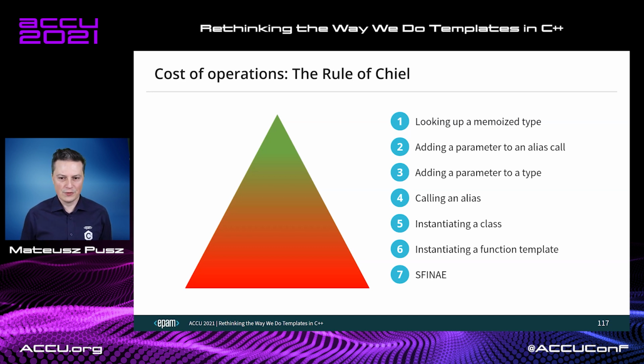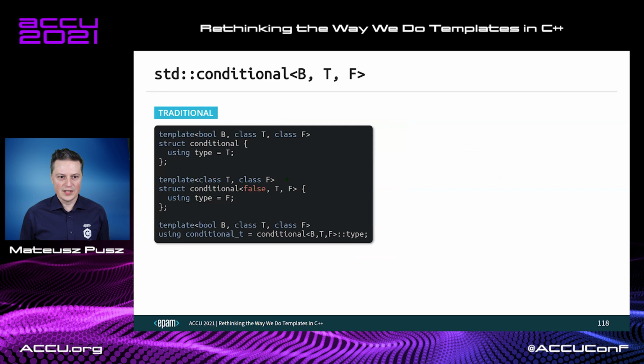So see how it proves in action. This is a typical implementation of conditional in the standard library. This is how we do it in probably every implementation we have right now. Conditional provides a Boolean argument here and cases for true and false. By default, it points to true. If it's false, then it points to false. And we have a helper for it, an alias, right?